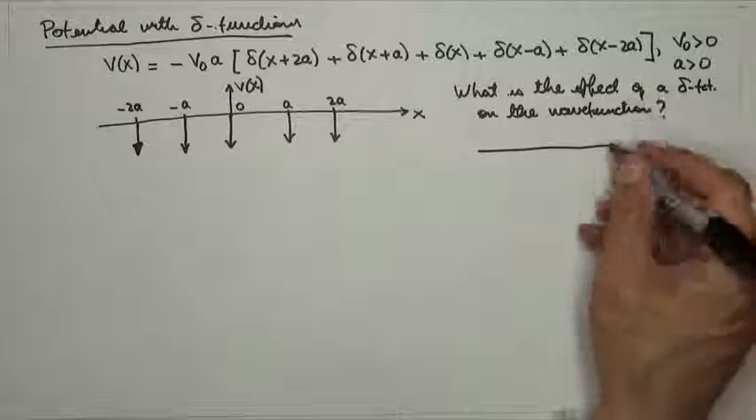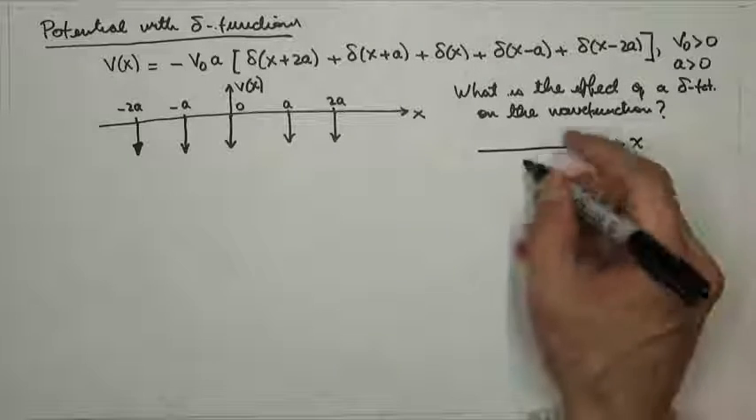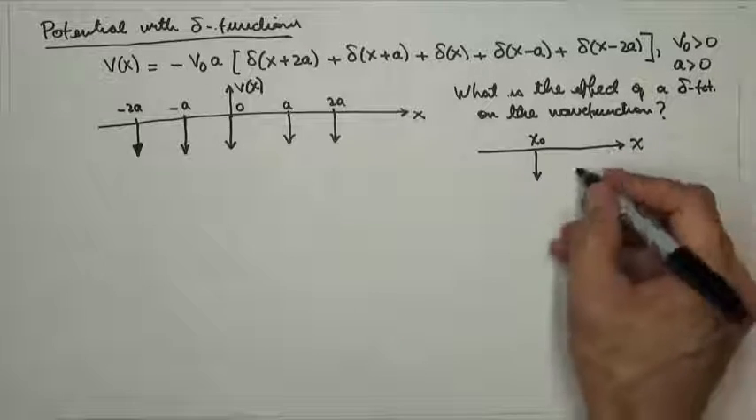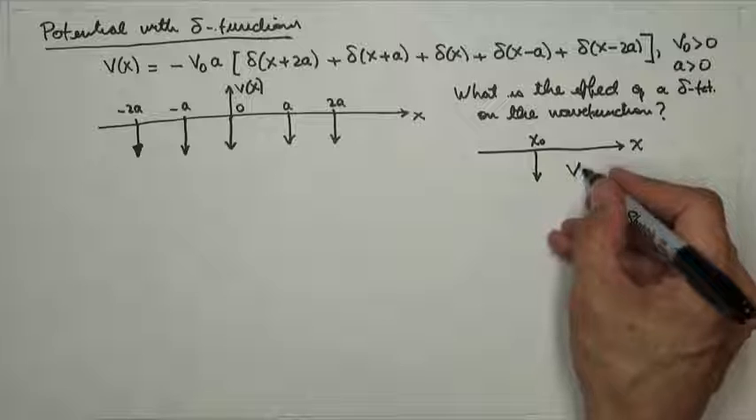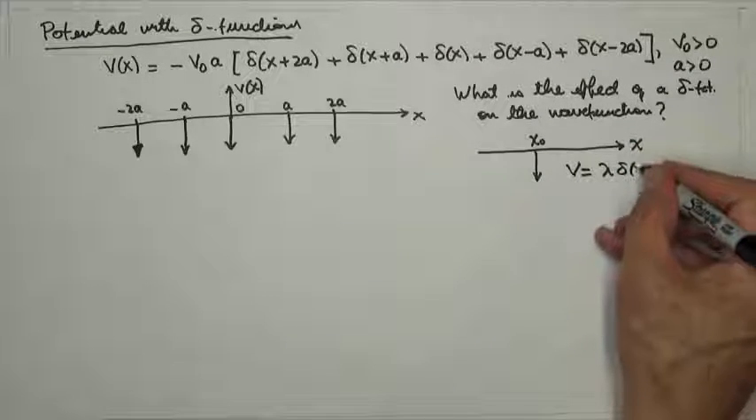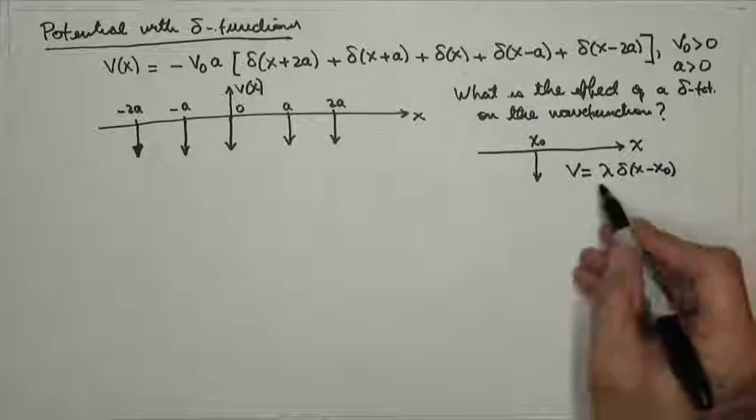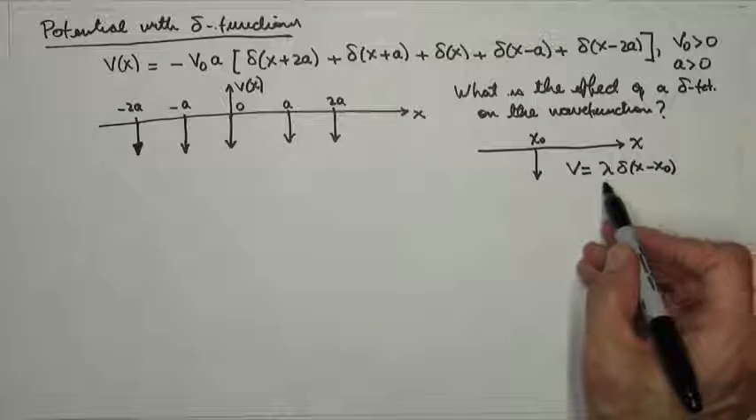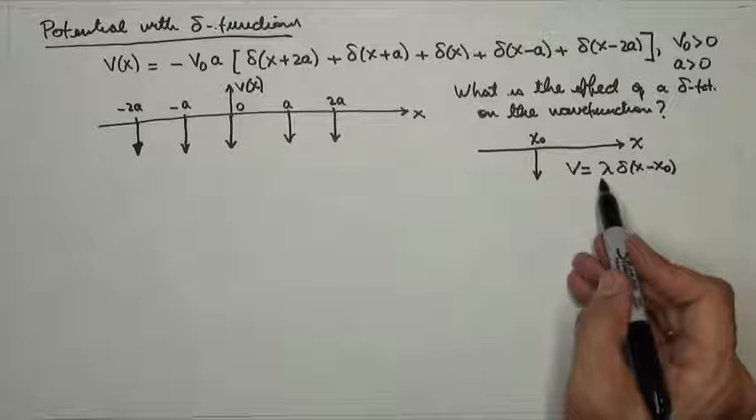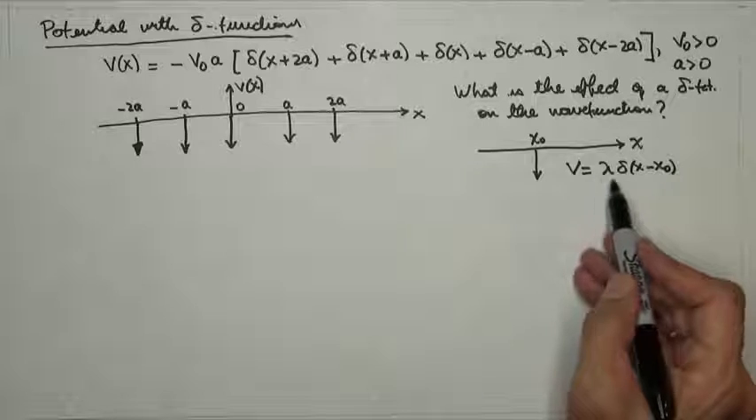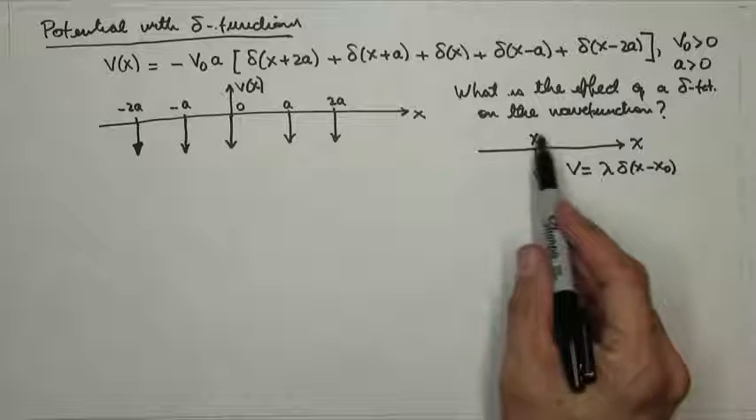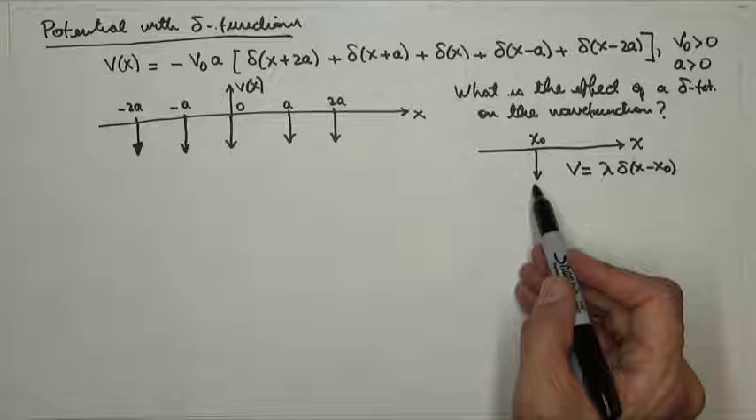Let's assume you have the x-axis, and there's a delta function at x0, some kind of negative delta function, so that the potential, as far as we are interested, is lambda times delta of x minus x0. So lambda is the strength of the delta function. It's the equivalent of V naught a or minus V naught a, but now I want to leave it just like a lambda that you can remember and you can use for any analysis. So we need to understand what the delta function does to the wave function.